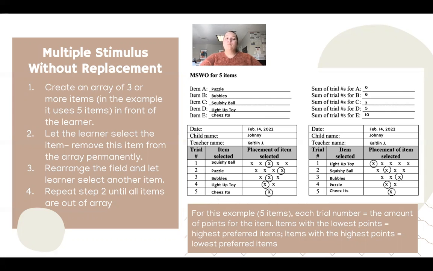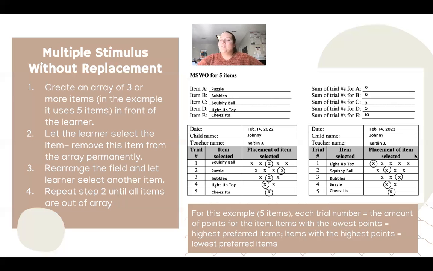The next item they chose was a puzzle. Then you're going to circle which area in the field the puzzle was located. You're going to continue to do this until you complete as many trials as your BCBA assigns you to do, or whichever amount that you feel as a BCBA is appropriate for your client.